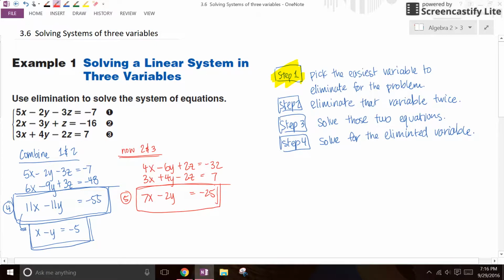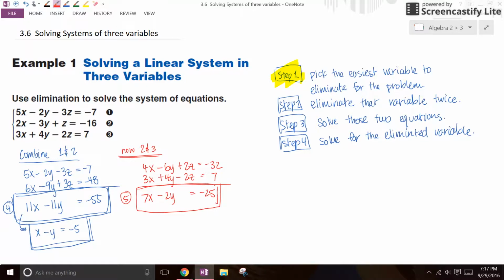Step 3 says solve those 2 equations. In other words, look at equations 4 and 5 and solve them. Why? Because they should only have 2 variables. In this case, they do, x and y. And we have 2 equations. We know how to solve 2 equations with 2 variables. You can graph it. You can substitute it. You can graph it or substitute it or eliminate, again, your choice.